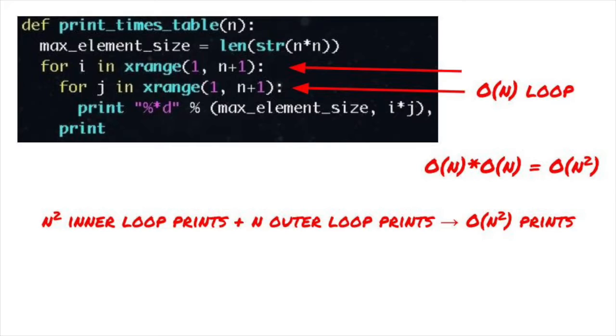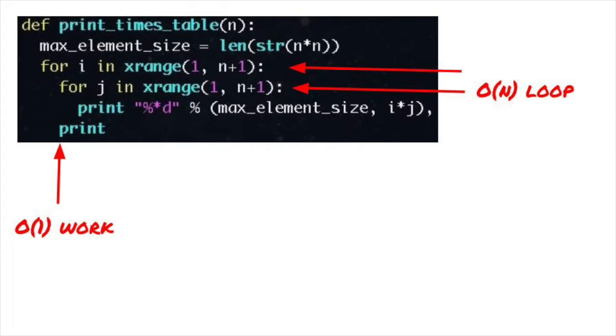n squared for the inner loop prints, and n for the outer loop prints. So we have multiplication and addition here. But we're not done. We have O of n squared prints, but how much work is that print doing? It's hard to know, but a reasonable guess is that it's constant work to print a character. How many characters are we printing per print?